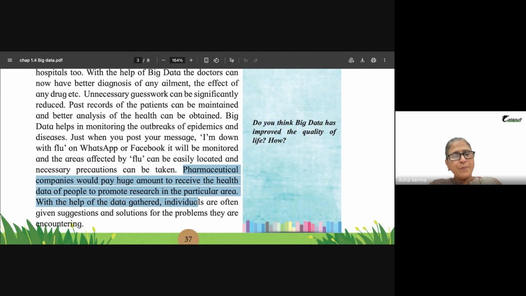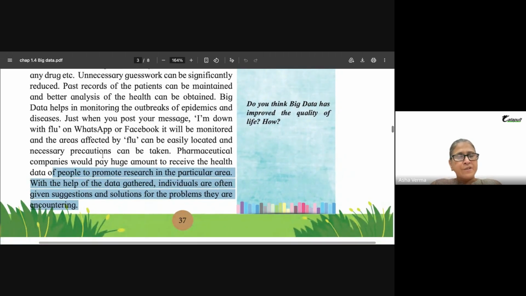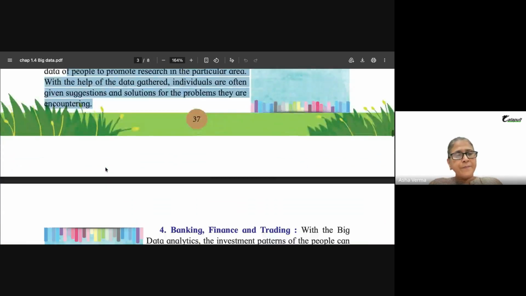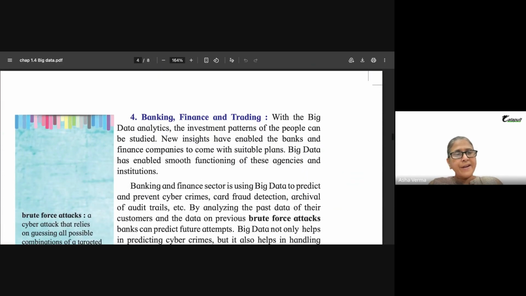Pharmaceutical companies would pay huge amounts to receive health data of people to promote research in the particular area. With the help of data gathered, individuals are often given suggestions and solutions for the problems they are encountering, right? So now the health industry can also use this data to avoid guesswork and to be more effective.